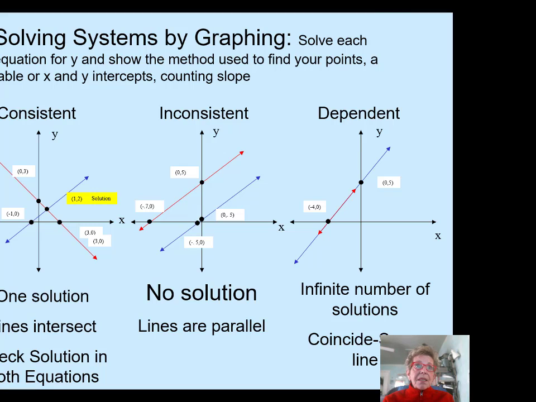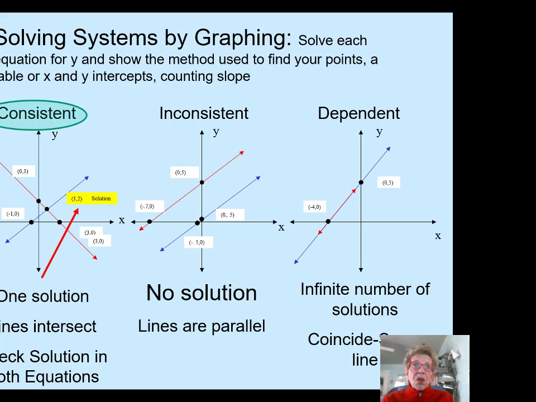The first is consistent, and that means they are intersecting lines, and there will be one point where the lines intersect. That is called the solution. As you notice, I have all the points labeled, the x and y intercepts. The solution I have highlighted so that you can see it very clearly.